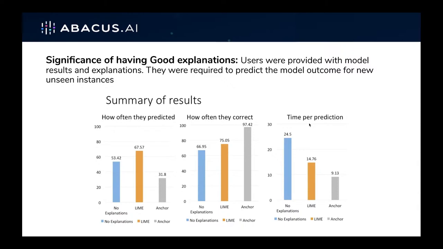You might want to look into it, like time per prediction. So they took very little time in order to understand the model and come up with the right labels. And they were correct 97% of the time in that process. So anchors is actually quite useful in this regard, data labeling.